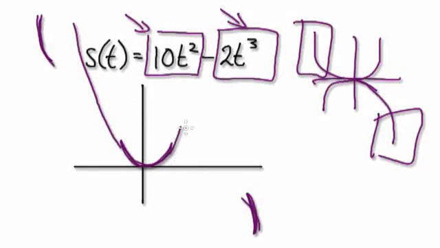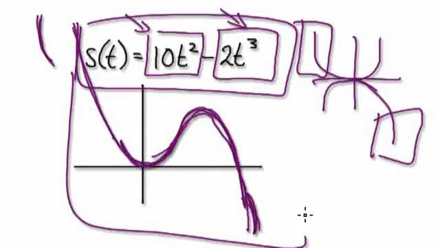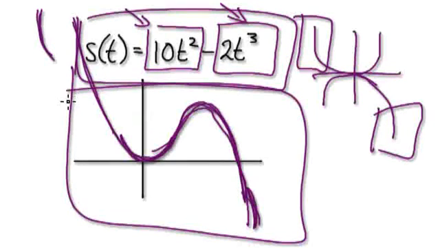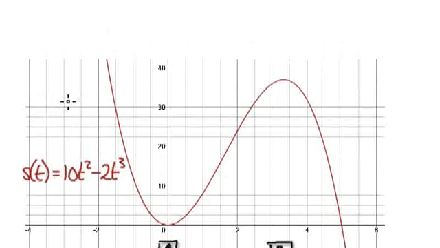Okay, and then it will eventually switch direction. So your graph will look something like this. So inside your mind, you should be able to visualize this curve here. Okay. So anyway, the displacement graph will look like this. And if you get a graph plotter and plot it out, it will look like this.